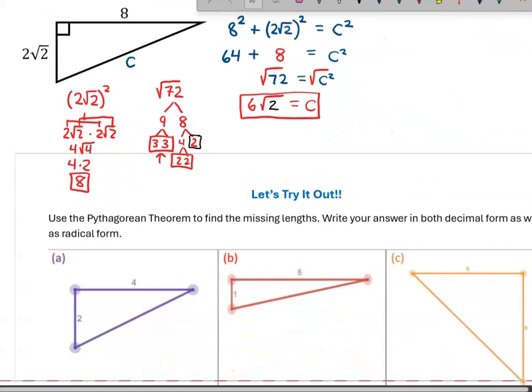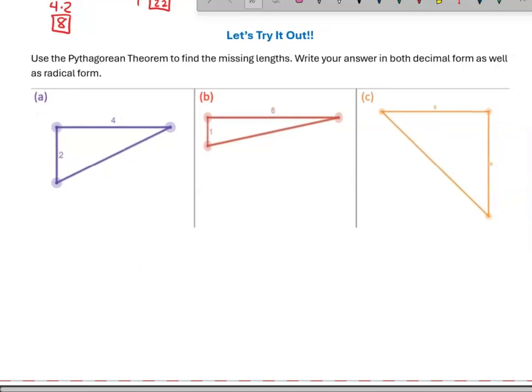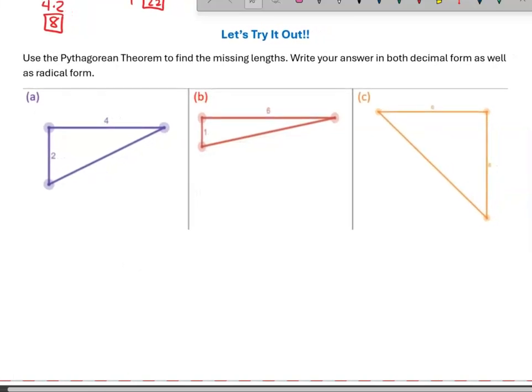And so to wrap this up, there are 3 examples down here I would like you to try. And the challenge for you is to find these missing lengths and write your answers in both decimal form as well as radical form.